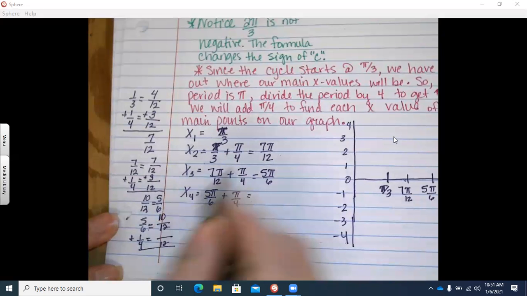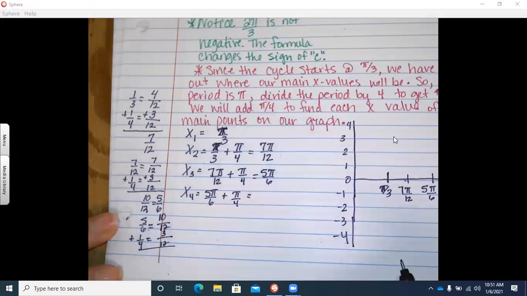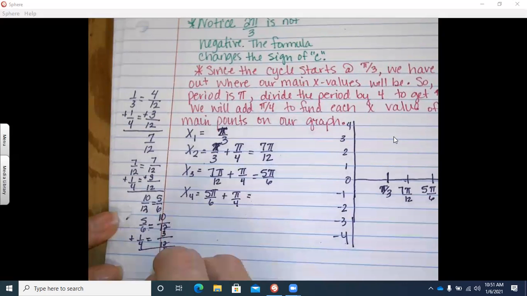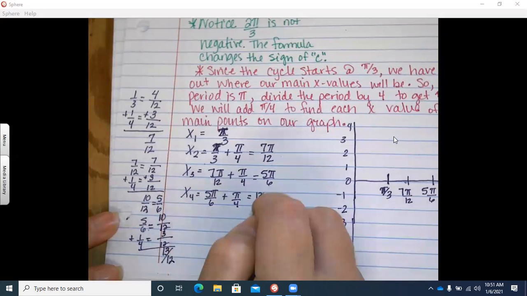So 10 twelfths plus 3 twelfths is 13 twelfths, which will put a pi with the numerator. So 13 pi over 12. So I'm going to go and label my graph 13 pi over 12. That's the second to the last point, and they can't see it on the screen.